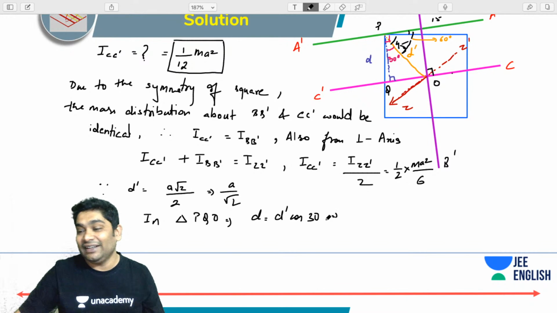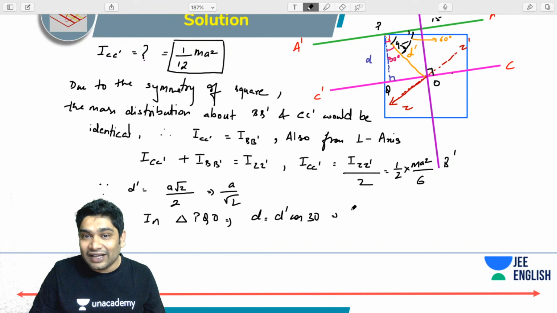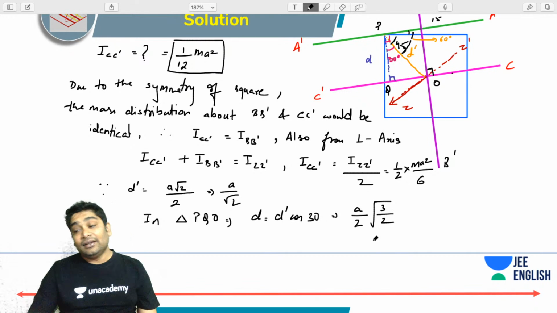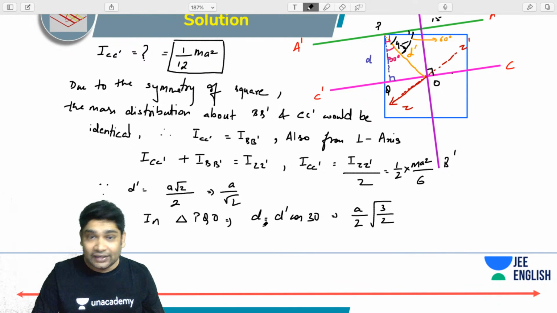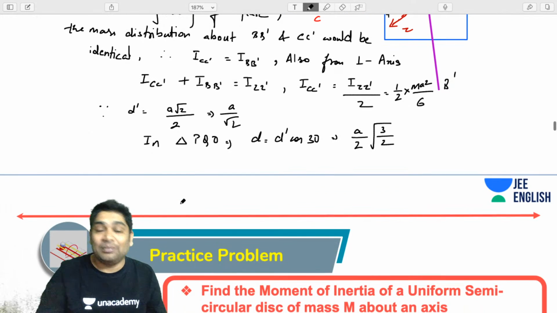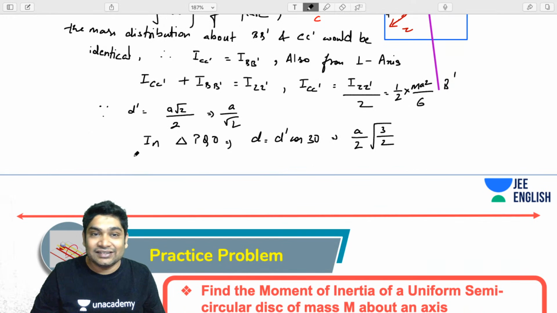So what is cos of 30? Root 3 by 2. So what you will have is A by 2 root 3 by 2. Agreed? This is what your D is. D is the perpendicular distance between the two axes. Correct? Now that I know this, I already knew ICC dash. Now I can use the parallel axis theorem and find the answer. Okay. So let's see now, using the parallel axis theorem.